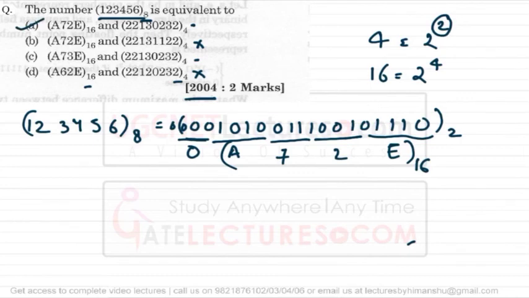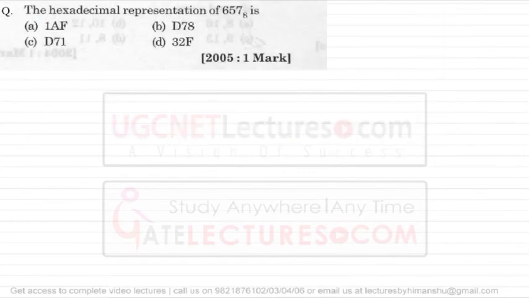Let us look at one more question. This question was asked in 2005 for 1 mark in the GATE examination. What are they asking? They are asking for the hexadecimal representation of a number which is given in the octal number system. So you know the trick, right? You're going to convert this number into binary first, and then from there we convert it into hexadecimal.